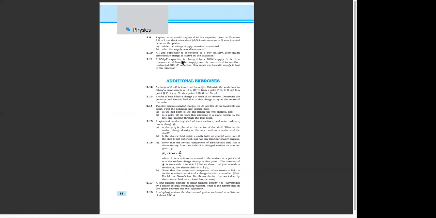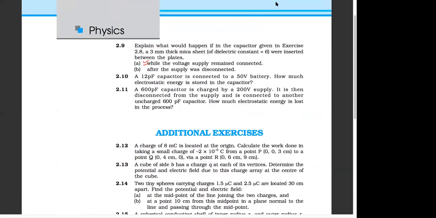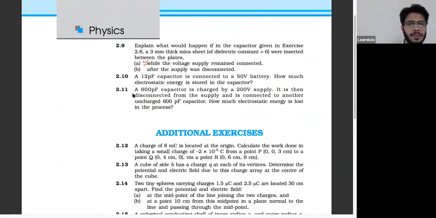Okay, let's solve this question number 2.11. Is it visible? Is it visible, this 2.11? Yes. Let's solve this.